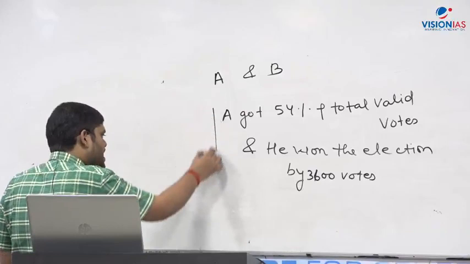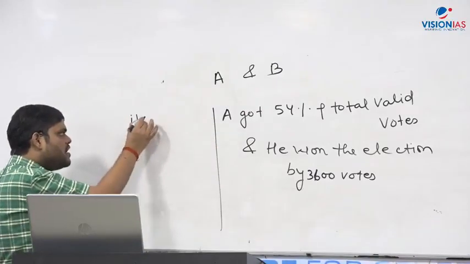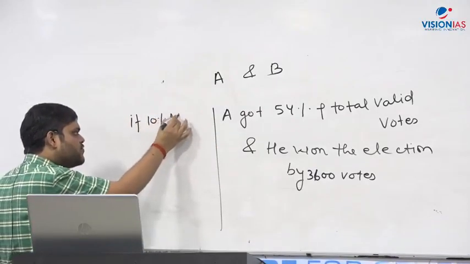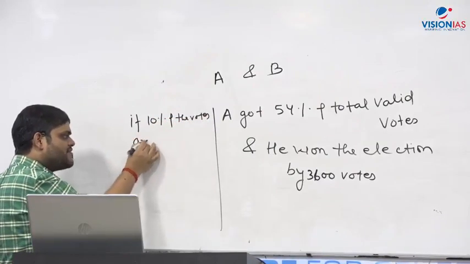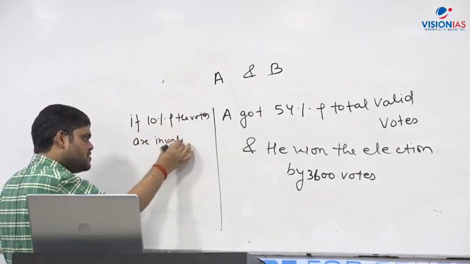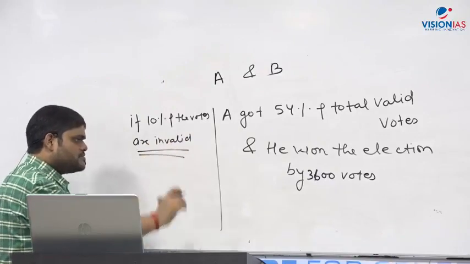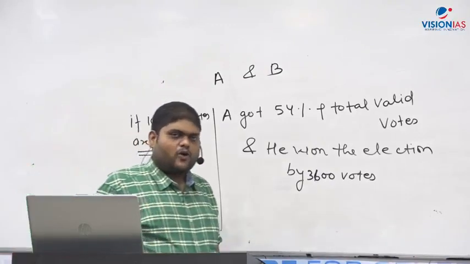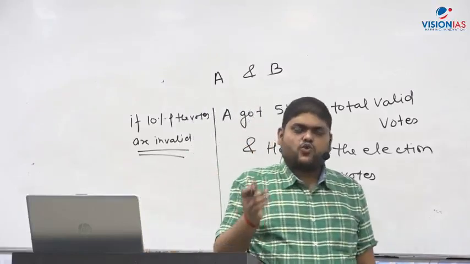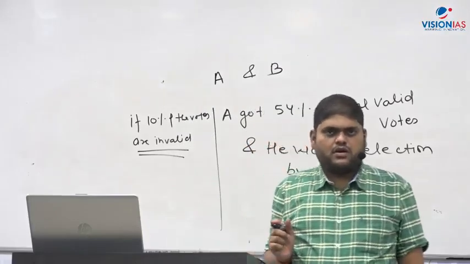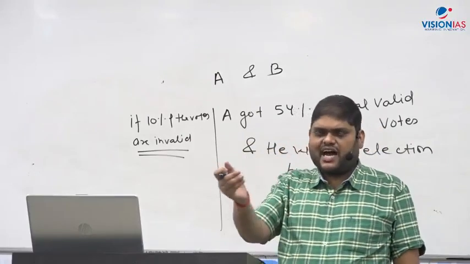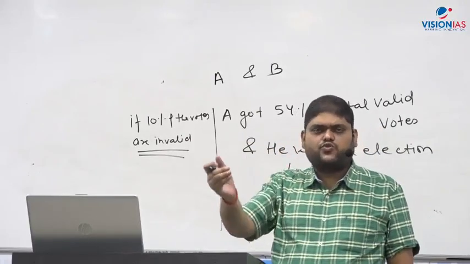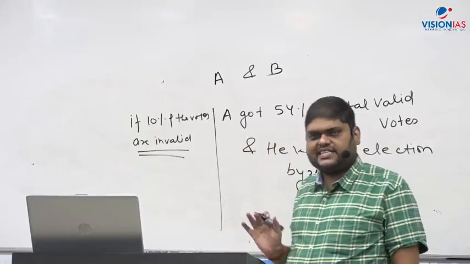If 10% of the votes are invalid. Now they can ask anything. They can ask the total number of votes. They can give statements and ask which of the following statements is true or false. Any condition they can ask.